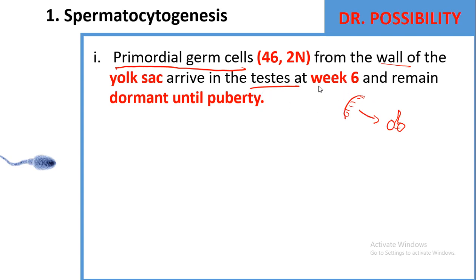Now, in which week does this happen? This normally happens in week 6. But one thing you need to know is that after they move, they remain dormant, meaning nothing happens. They don't do any reaction until they reach what? Puberty. So at puberty, that is when the primordial germ cells begin to undergo the process of differentiation. That's when they will start dividing.